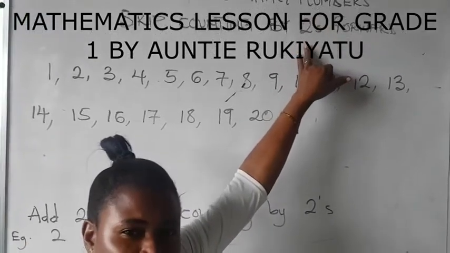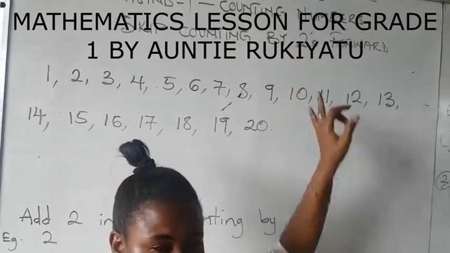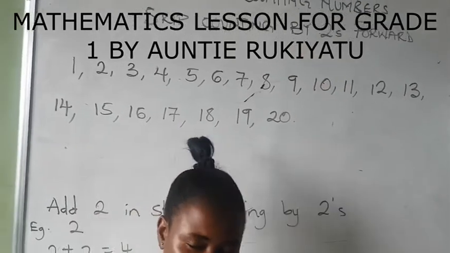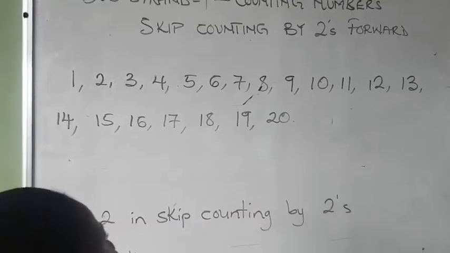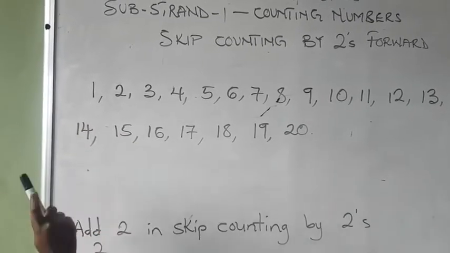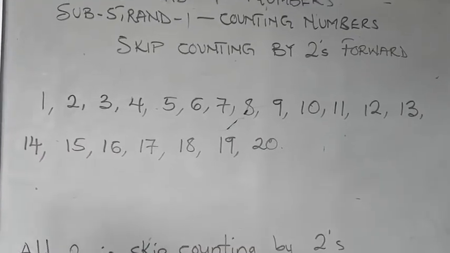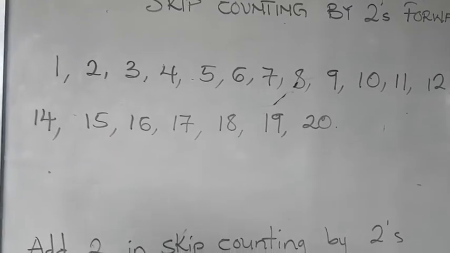Okay? In the first one, we did it by ones. Now we are going to what? Two. So it means we are going to skip a number and move on to the next number. Okay, now I have some numbers here to help us with skip counting. We have numbers 1 to what? 20.